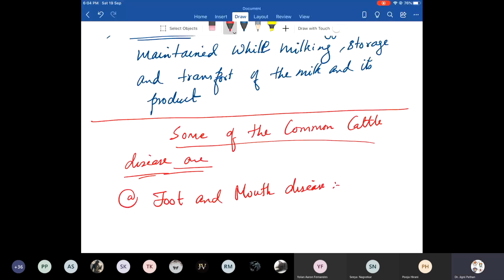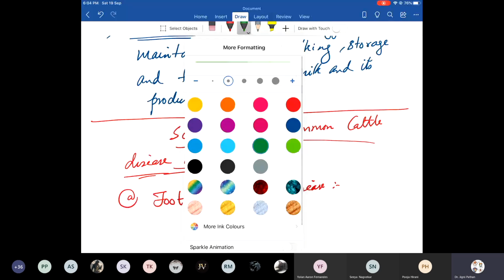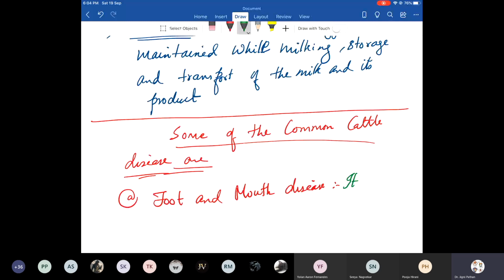It is severe, highly contagious. You all know what contagious diseases are. And it's a viral disease. A viral disease. The next is anthrax.